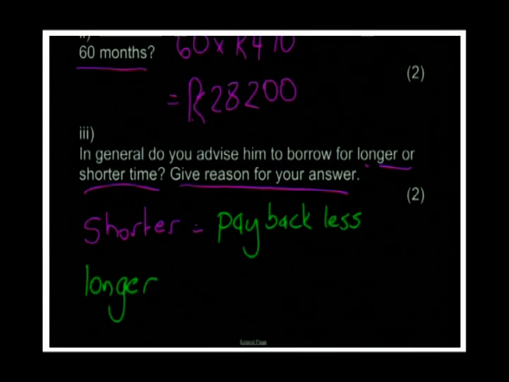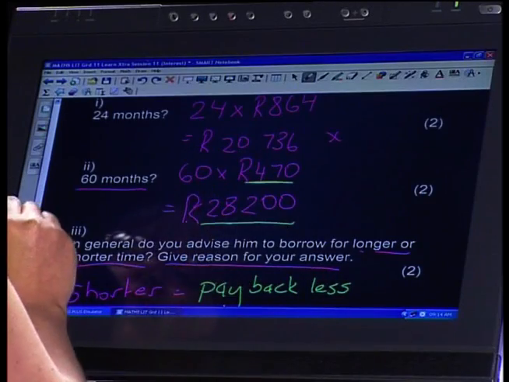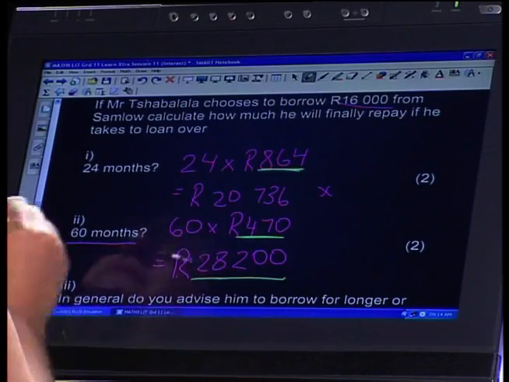But I want you to also try and think outside of the box. What happens if I say, I suggest that he takes it for a longer period? Now, why would I do that? He's paying for a longer period, he's paying more money. So why then would I say to him, no, but I recommend that you take it for a longer period? And I'll tell you now, we're going to compare that amount to that amount.